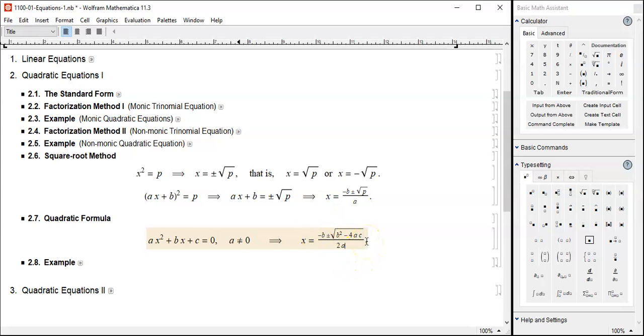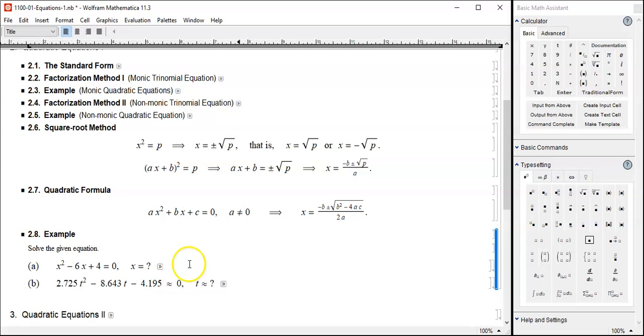Now, am I going to spend time deriving this formula? I may, but if I do, then it's going to be an optional video. So I'm not going to do that in regular class. But everybody should remember this formula and know how to use it.